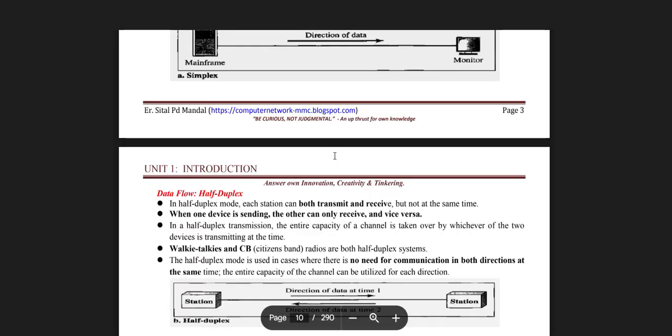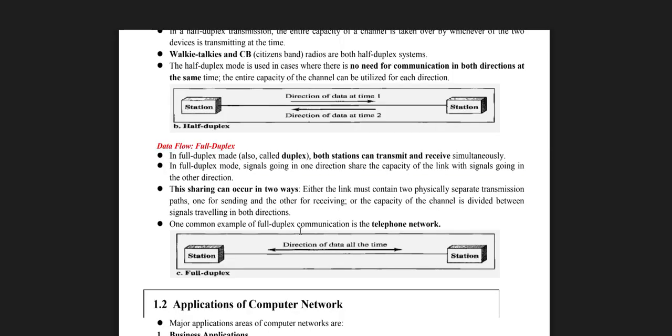Half duplex. In the half duplex mode, each station can both transmit and receive, but not at the same time. When one device is sending, the other can only receive, and the vice versa. In the half-duplex transmission, the entire capacity of the channel is taken over by whichever of the two devices is transmitting at the time. Walkie-talkie, citizen band, or radio are the both half-duplex system. The half-duplex mode is used in the case where there is no need for communication in the both direction.